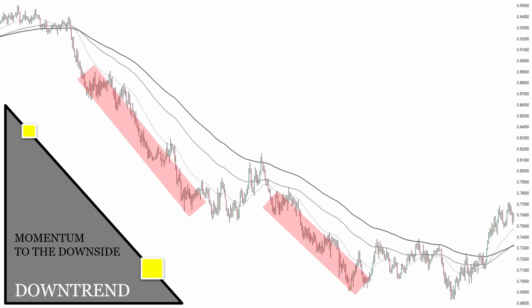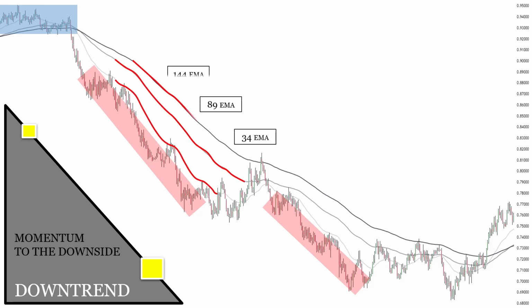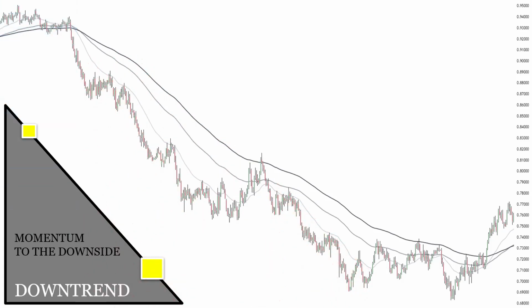All 3 moving averages should have untangled themselves from the previous range, and be formed with the 34 positioned underneath the 89, and the 89 to the underside of the 144. When all of the moving averages are separating from each other, with a nice area forming in between, this signals that the trend is currently strong.